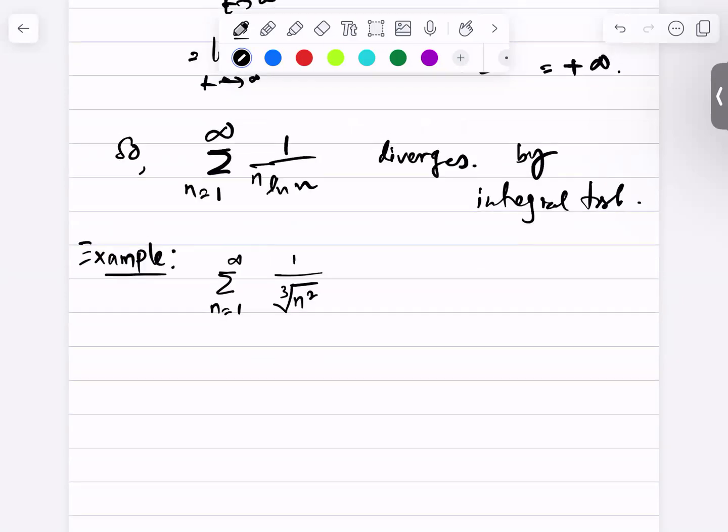So in an exam, you should write what you have used. Like the series diverges, but you have used the integral test to verify that.